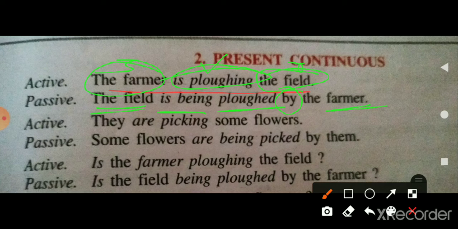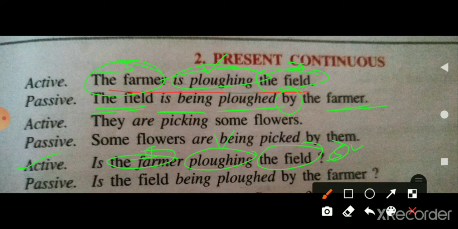Let's see another example. The third one. Is the farmer ploughing the field? Here you can see this is in the interrogative sentence form. So, is the farmer ploughing the field? This is the subject, farmer. Ploughing is the verb, and then the field is the object here.